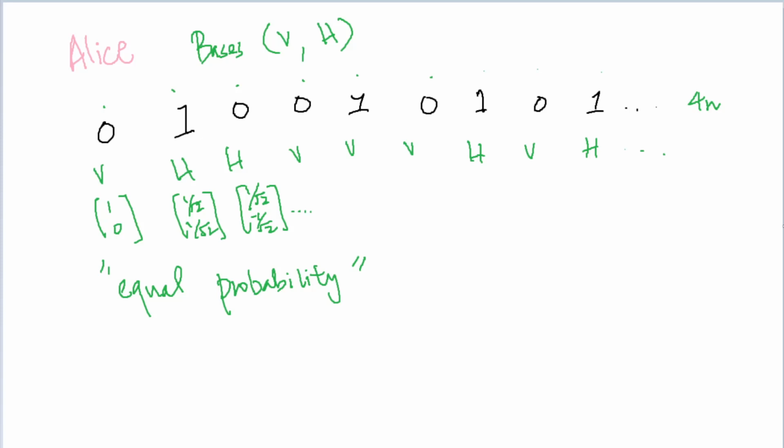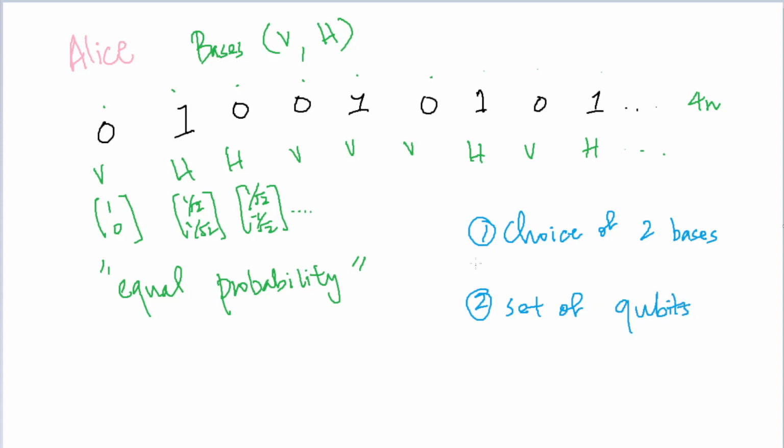All he knows and all he receives is 1. All that Bob has, let me write this down, 1 is the choice of directions, choice of 2 bases, right? He can essentially measure the qubits in. And 2, the second piece of information that he receives is a set of qubits, a set of qubits created by Alice. All right, and these two are what Alice sends out and what Bob receives.